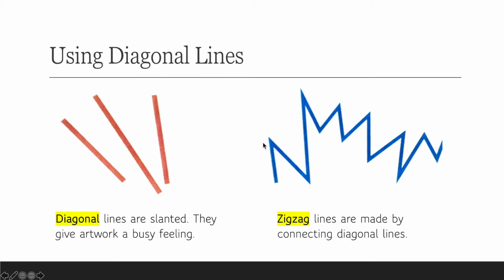I also notice diagonal lines on leaves. So if we look closely at leaves, there's little lines that look diagonal and slanted. So there's diagonal lines all around us if we look closely.